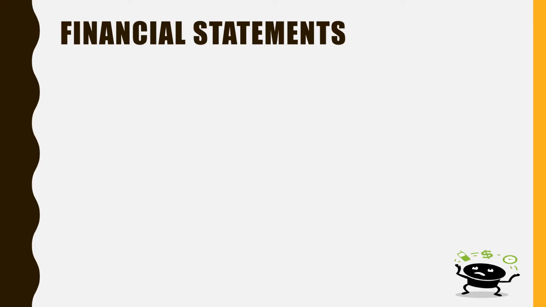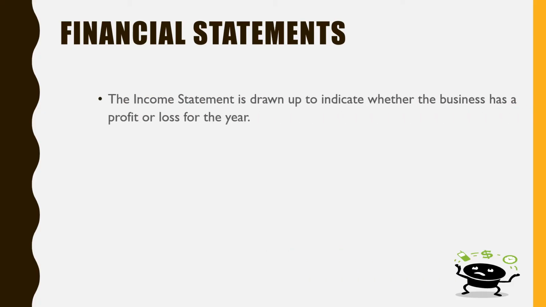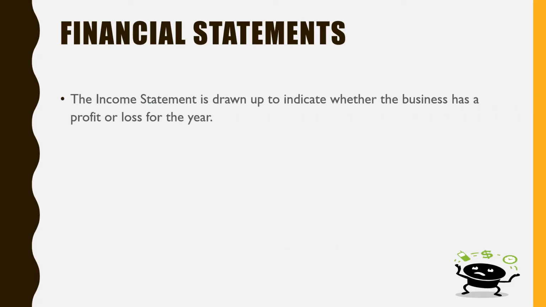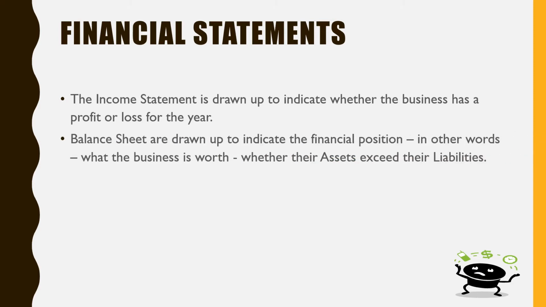Financial statements are drawn up at the end of a financial year. The income statement is drawn up to indicate whether the business has made a profit or a loss. So we add all our income and we subtract all our expenses for the entire year to indicate whether we have made a profit or a loss. The balance sheet is then drawn up after the income statement to indicate our financial position. We need to find out whether our assets exceed our liabilities.